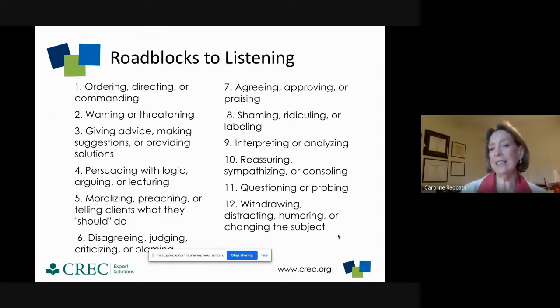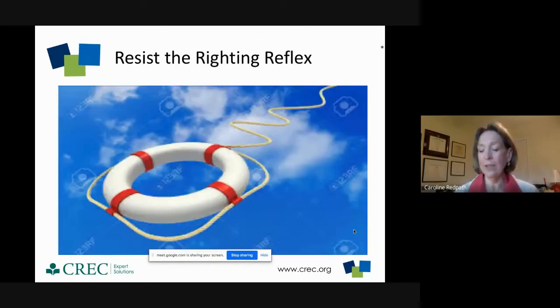So this is just a list of roadblocks to listening, and I know we encounter these in schools all the time. Moralizing, shaming, ridiculing, warning, threatening, persuading with logic, lecturing. I think we also run up against this righting reflex, this effort to set them straight. You've got to tell them, you're not going to graduate unless you show up in class. And they respond to that with the opposite of what we want, because they haven't been understood.